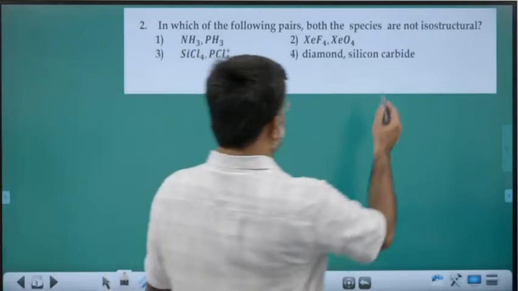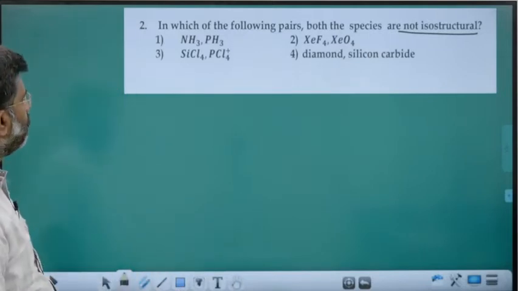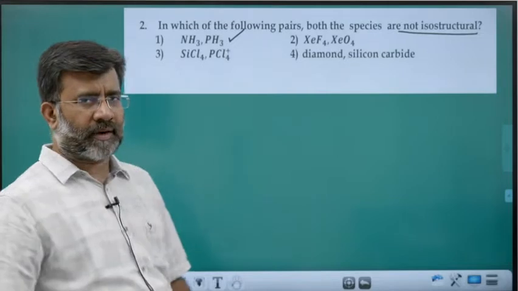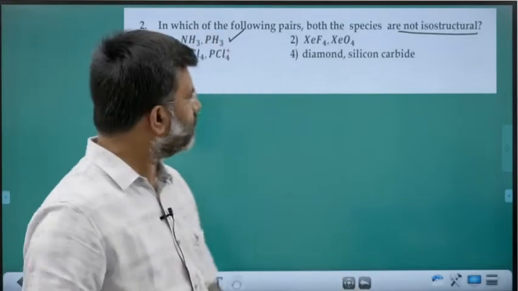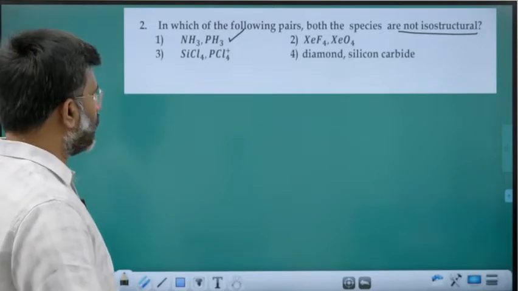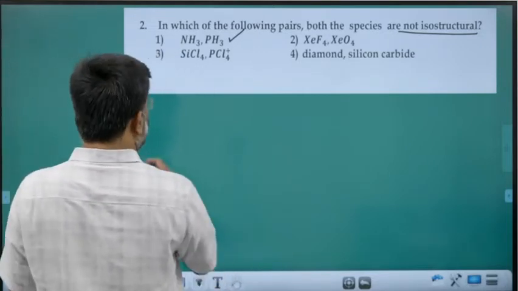Not isostructural: the species that are not isostructural. You know these are isostructural; both are sp3 hybridized, pyramidal in shape. XeF4 and XeO4 are not isostructural.